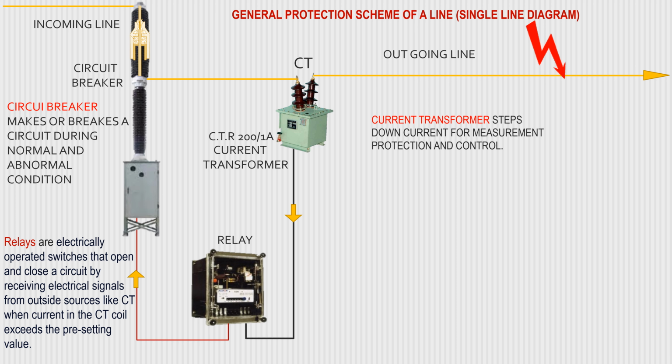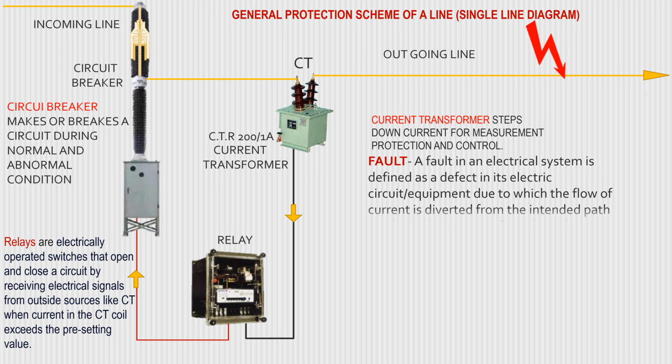What is a fault? A fault in an electrical system is defined as a defect in its electrical circuit or equipment due to which the flow of current is diverted from the intended path, resulting in high current flowing through the equipment.